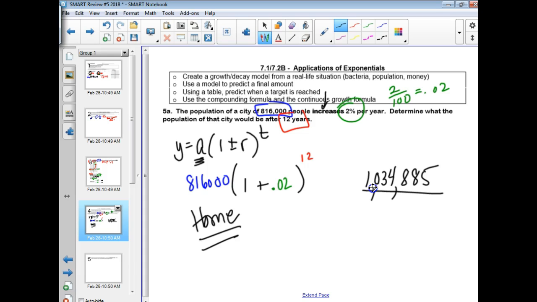If you went to y equals and looked at your table, you're just going to get the same 1,034,000 all the way down the list.